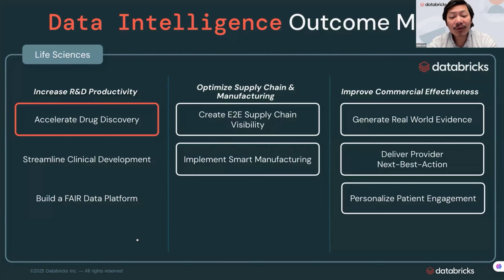So we've begun to create these concepts and those data intelligence outcome maps, which allow us to look across multiple different segments that a lot of our customers are working in today and figure out where we can provide the most benefits. For example, within R&D and productivity for a lot of pharma and medtech devices today, how can we accelerate drug discovery? How can we streamline clinical development by modernizing clinical data repositories, or build a FAIR data platform so anybody can access information securely and at scale within a company? We've also looked at supply chain and manufacturing for optimizations and even improving commercial effectiveness to find out how we can improve revenue for a lot of these companies as well.